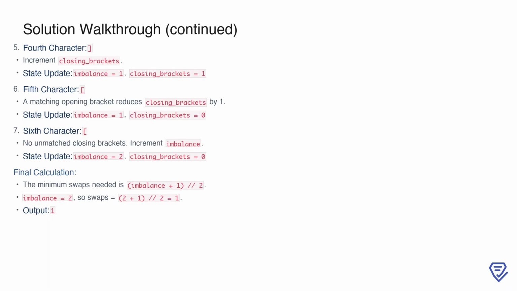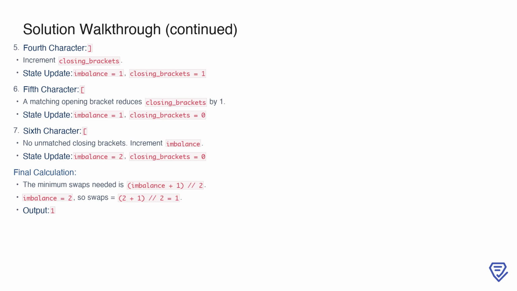For the fifth character, an opening bracket, it matches with a closing bracket, so we decrement closing_brackets by 1. The state updates to imbalance equals 1 and closing_brackets equals 0. Finally, the sixth character is another opening bracket, and since there are no unmatched closing brackets, we increment imbalance. The final state is imbalance equals 2 and closing_brackets equals 0.